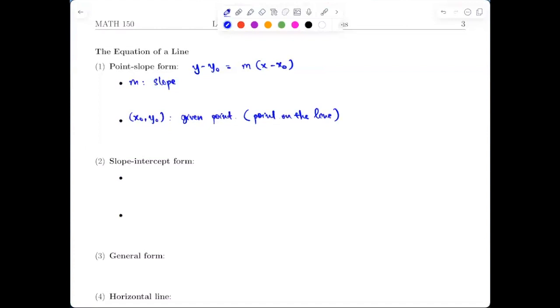Again, I mentioned earlier that you can manipulate the equation of the line in point-slope form to arrive at something more convenient for you to graph. This is called the slope-intercept form. You have y equal to mx plus b. For m, again, is the slope. b is called the y-intercept.